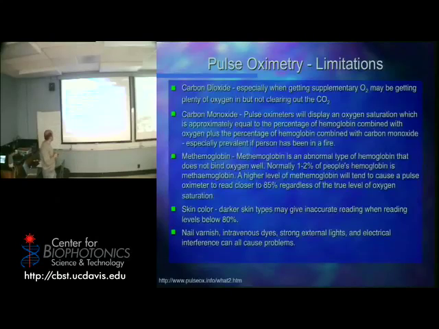Okay. Now, some other things. Skin color: darker skin types can have inaccurate readings when levels are below 80%. So basically, it's the same idea as the nail varnish. Anything that gets in the way of that reading can cause problems: nail polish, intravenous dyes if you're doing some other kind of procedure and there's dye in your body, strong external lights, electrical interference. If I have a really bright light coming in from the side, it might overwhelm the signal coming from the LED.